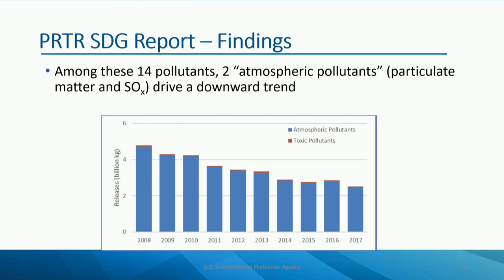But something that we noted is that the atmospheric pollutants, particulate matter and sulfur oxides, are released and reported in such high quantities as to really be the drivers of that trend, because their quantities far outweigh the releases of the toxic chemicals. If you can distinguish the colors, the blue bars represent atmospheric pollutants and the little red slivers at the top of the bars represent the toxic pollutants.